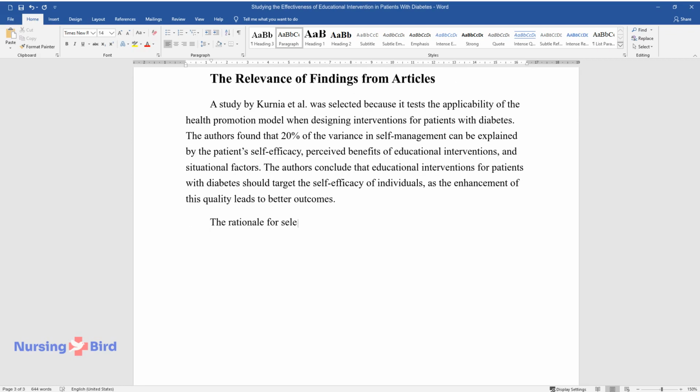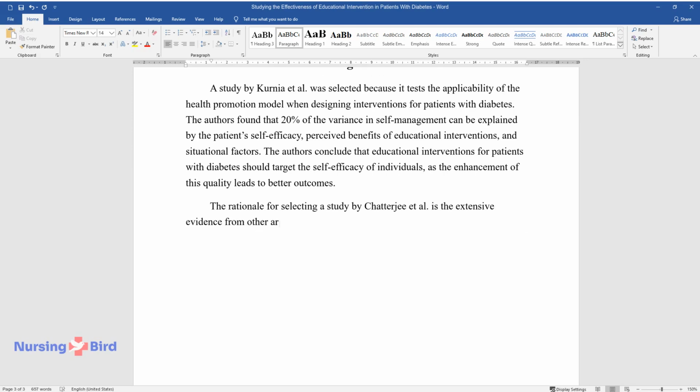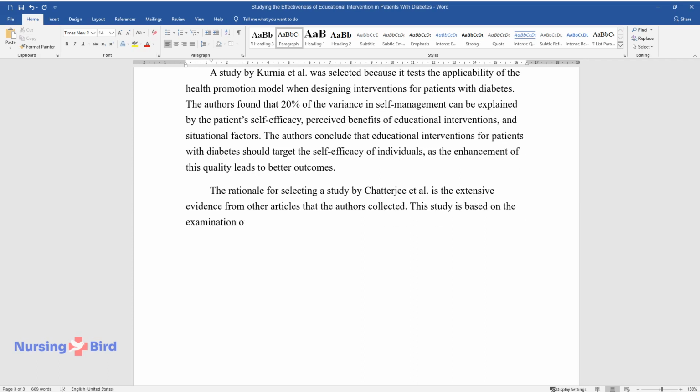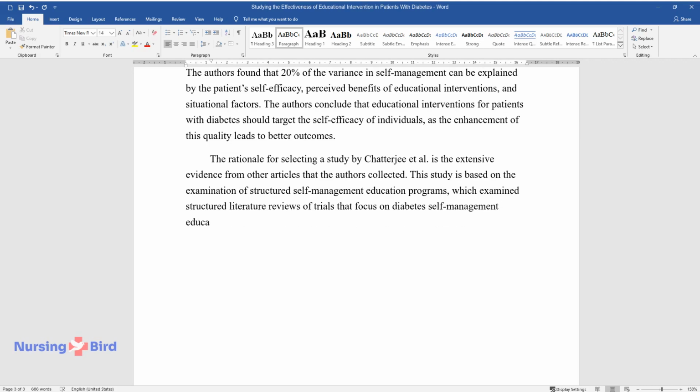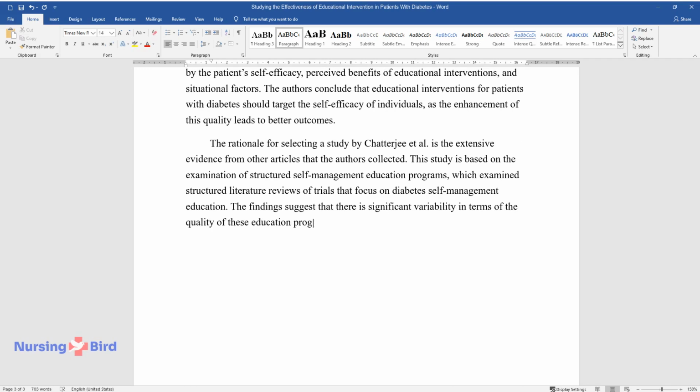The rationale for selecting a study by Chatterjee et al. is the extensive evidence from other articles that the authors collected. This study is based on the examination of structured self-management education programs, which examine structured literature reviews of trials that focus on diabetes self-management education. The findings suggest that there is significant variability in terms of the quality of these education programs, their duration, and access to them.